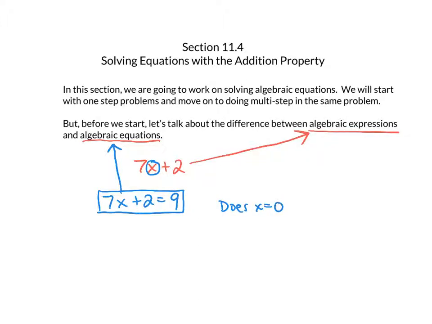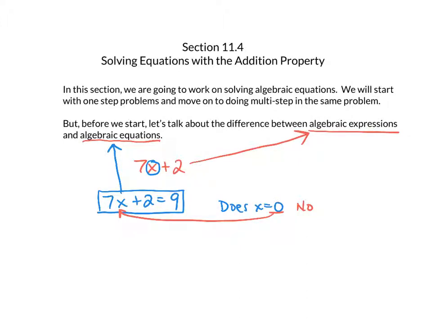Is that a possibility? Well, in order to find out, I can put 0 in where my x is and see if it works. 7 times 0 is 0. 0 plus 2 gives me 2. And 2 does not equal 9. So 0 is not a solution for that.